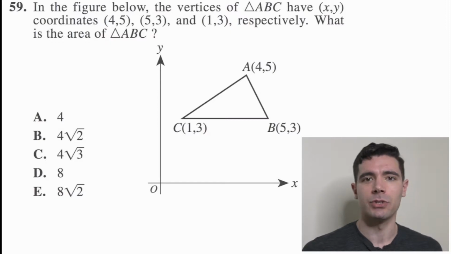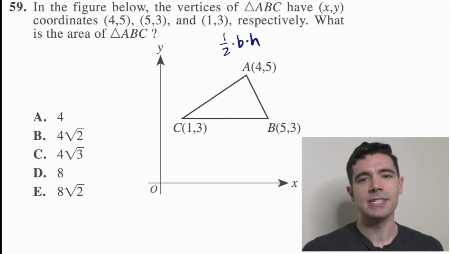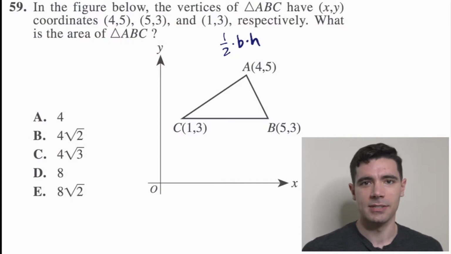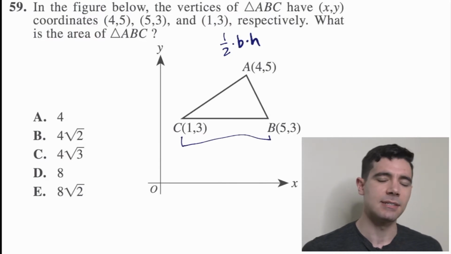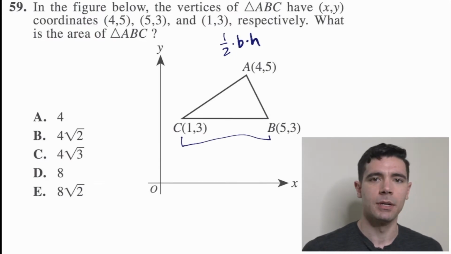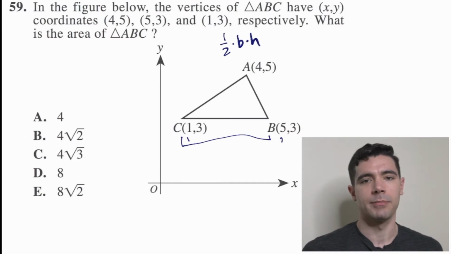How do we get the area of a triangle? It's 1/2 times base times height, right? Well, one of the sides of this triangle is already parallel to the x-axis, so that's kind of convenient. What if we thought of that as our base, this CB? How long would it be? Well, the x values go from 1 all the way up to 5. So that would be a base of 4, right?